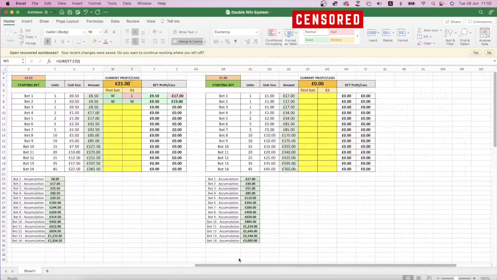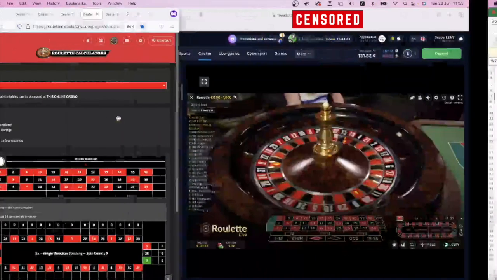But this deal is finished now, so I'm going to clear this out. And basically, if I was going to start again, if the dealer was still on, I would just remove that and then start again. And that's the double win system.